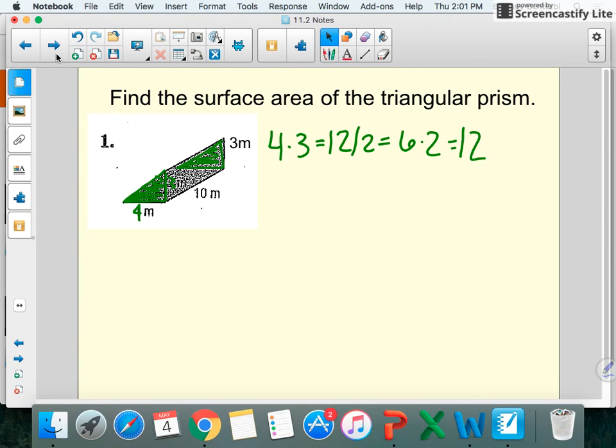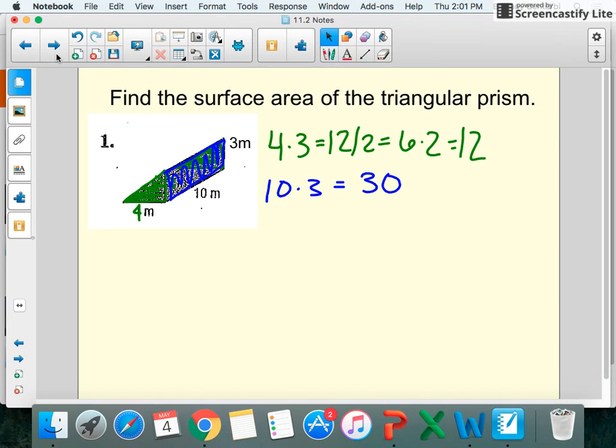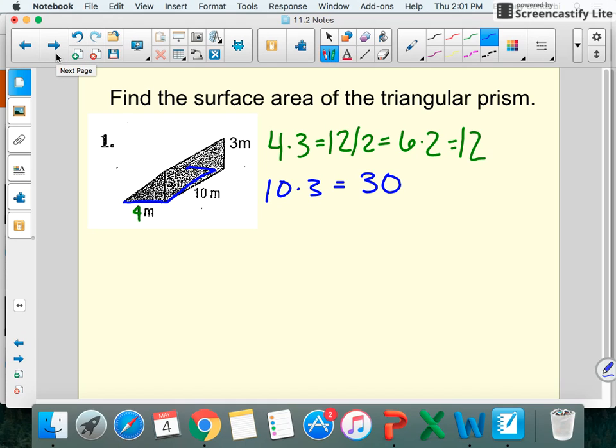Now the next shape, we have this part here on the bottom. This is a 10 by 3 rectangle. To get the area of a rectangle, you're going to do 10 times 3, and that will give you 30. But we still have 2 other parts, and you can't really see those. The easy one is this part down here on the bottom. You've got a 4 by 10 rectangle. So again, you're going to do 4 times 10, and that will give you 40.